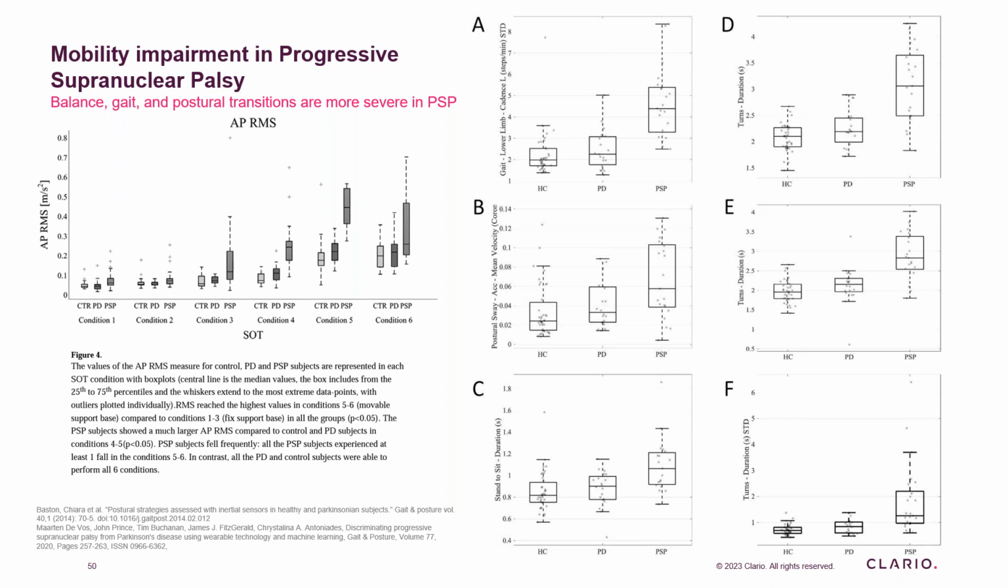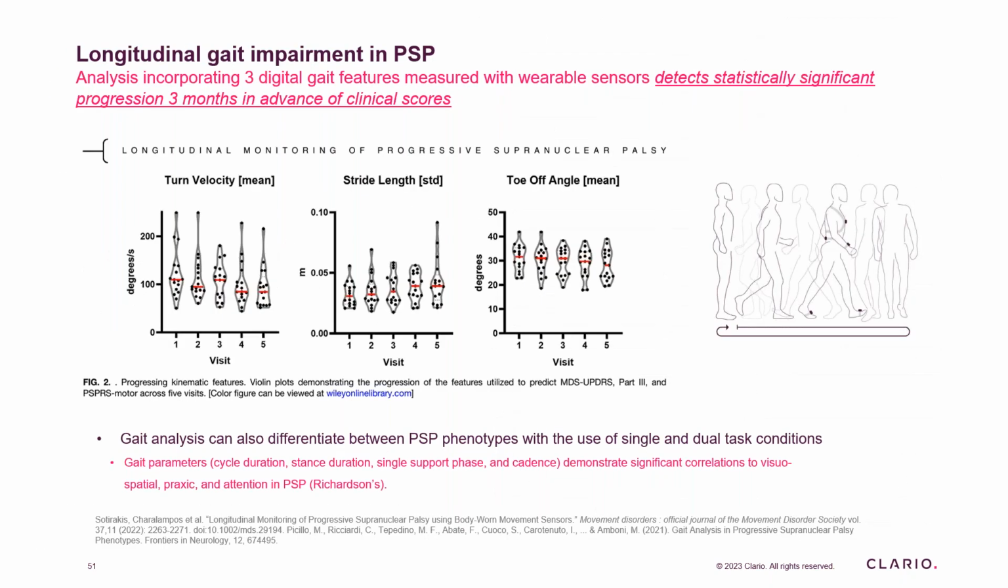And then the following study shows some longitudinal work, some excellent work that was done incorporating the use of three digital gait features that were measured with wearable sensors, which actually were able to detect statistically significant progression 3 months in advance of the classic clinical scores.